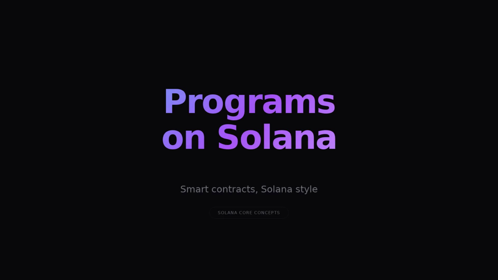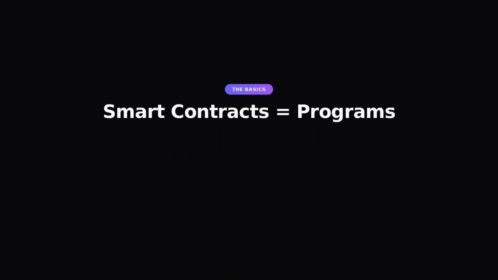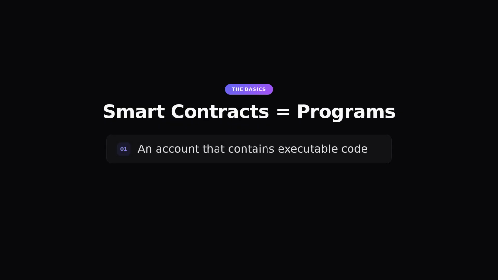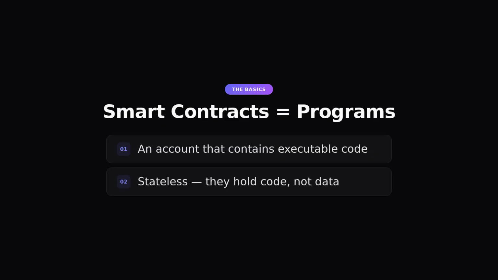Let's talk about programs on Solana. On Solana, smart contracts are called programs. A program is an account that contains executable code. But here's the key thing. Programs are stateless. They hold code, not data.